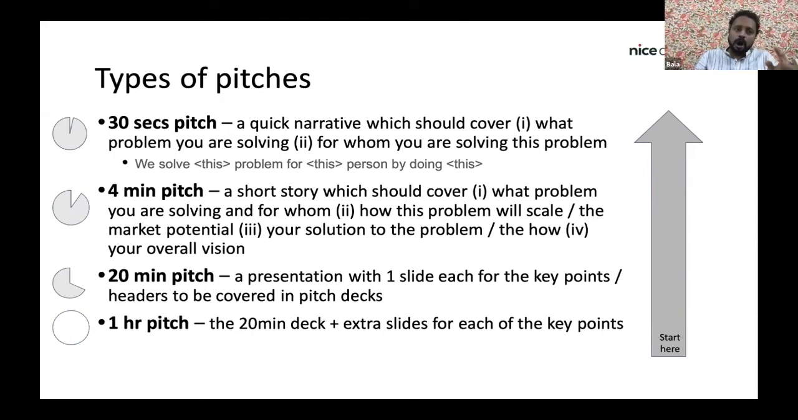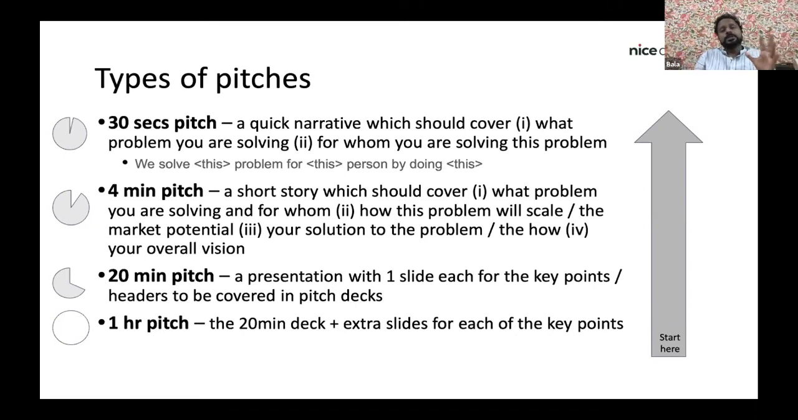So the 30-second pitch's job is to get you time for a one-hour pitch. So it is doing a sale. The 30-second pitch is selling, but it is not selling your product, not selling your need for investment, but it is selling a request for one hour of their time, right? So that's how you should look at it. It's a very quick narrative. You can only say what problem you're solving and for whom you're solving it. This is all you can tell in 30 seconds, right? Literally one statement which says, we solve this problem for this person by doing this. That's it. That's all you can tell, right?